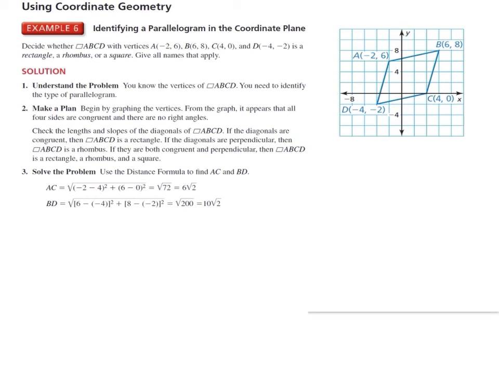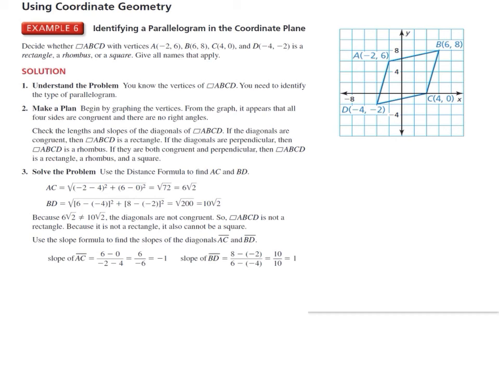Okay, so we know we can look at the lengths of AC and BD, the diagonals, and that's using the distance formula. So plugging in the x and y values for the vertices, from A to C is a distance of square root of 72, which simplifies to 6 square root of 2. And then the distance from B to D, when you use the distance formula, comes out to be square root of 200, and that simplifies to 10 square root of 2. So if we compare, they are not congruent. So this helps us conclude that it is neither a rectangle nor a square.